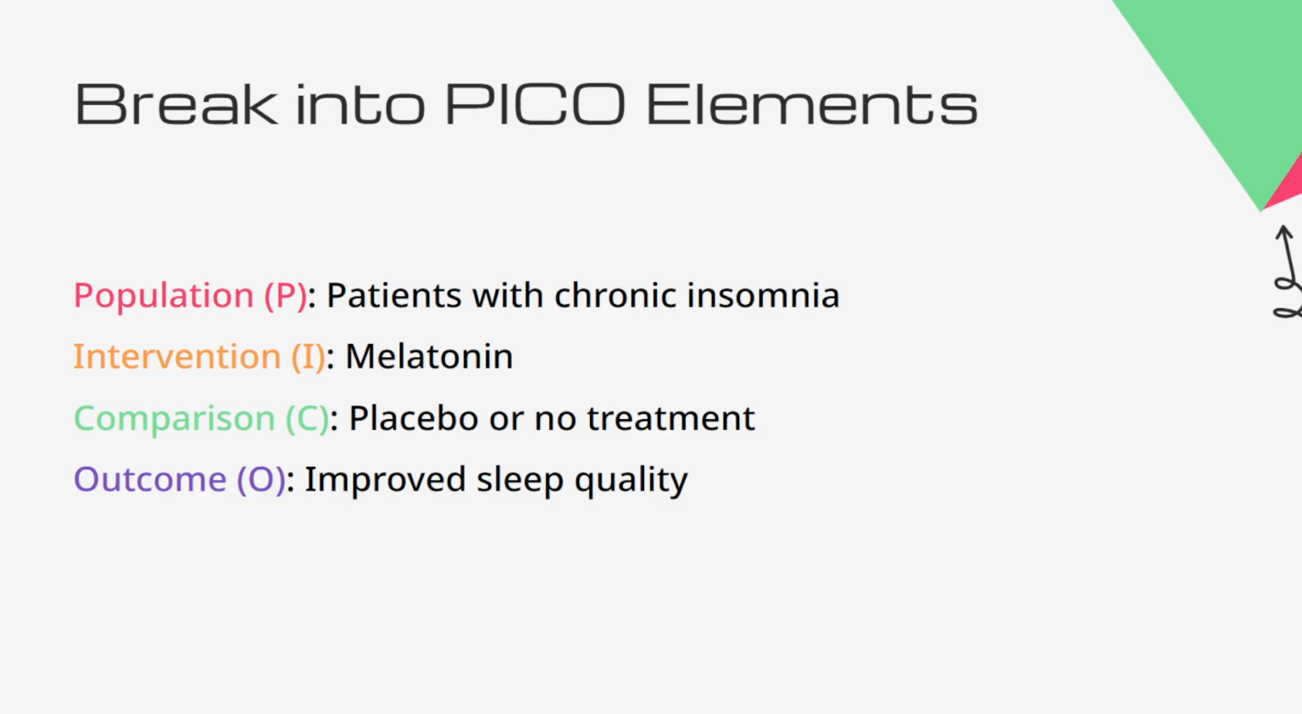So let's make it simple by breaking it down into PICO. The patient is someone with chronic insomnia. The intervention is melatonin. The comparison is placebo or no treatment. And the outcome is improved sleep quality. These steps help us filter out any unnecessary details.